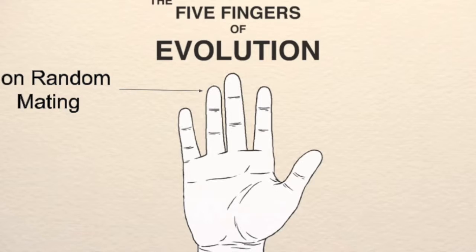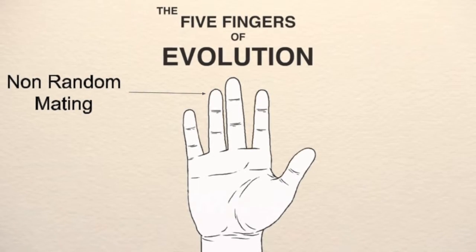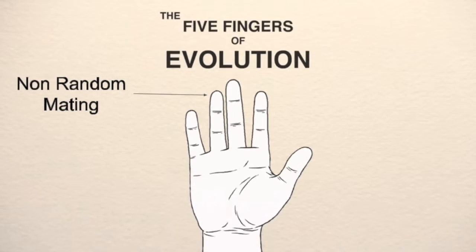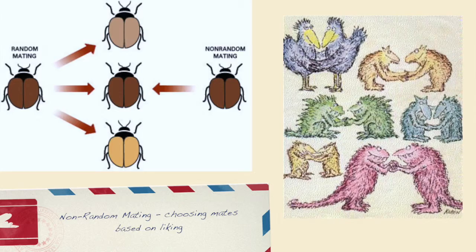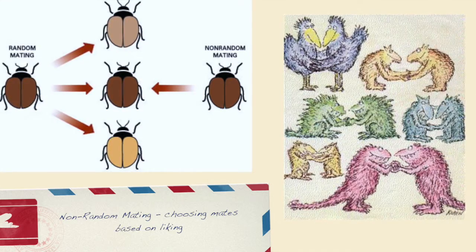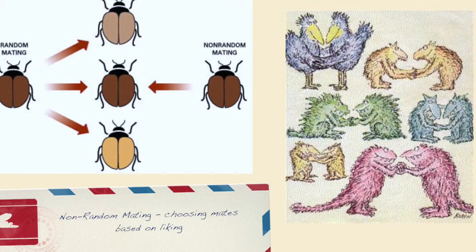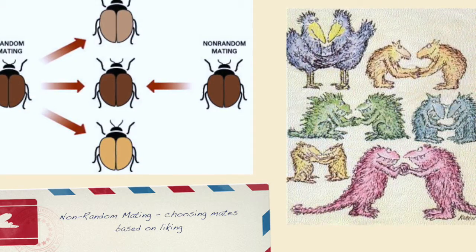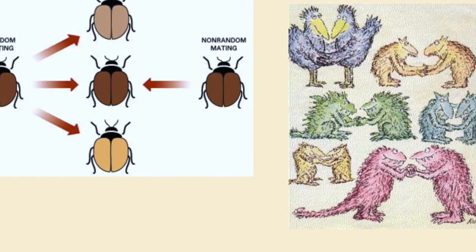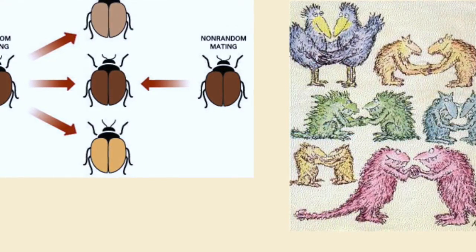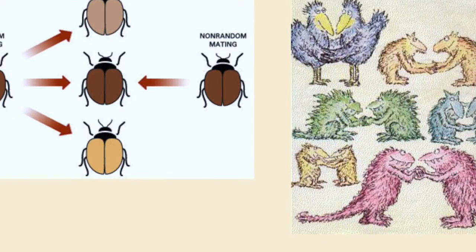So what is the ring finger then? It's non-random mating, and you can remember this because people wear wedding rings on their ring fingers. Non-random mating occurs when the probability that 2 individuals in a population will mate is not the same for all possible pairs of mates. Okay, so for example, random mating would be when a beetle randomly mates with another beetle, but non-random mating is when a beetle chooses to mate with another beetle due to certain traits. Yes, that's correct. It basically means to mate with whomever you choose.